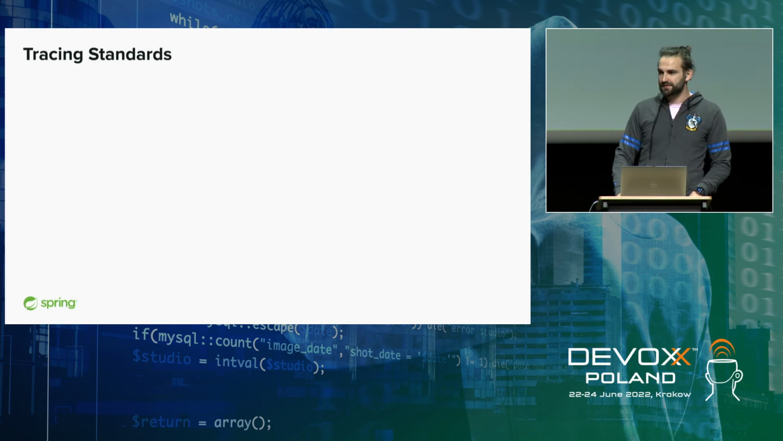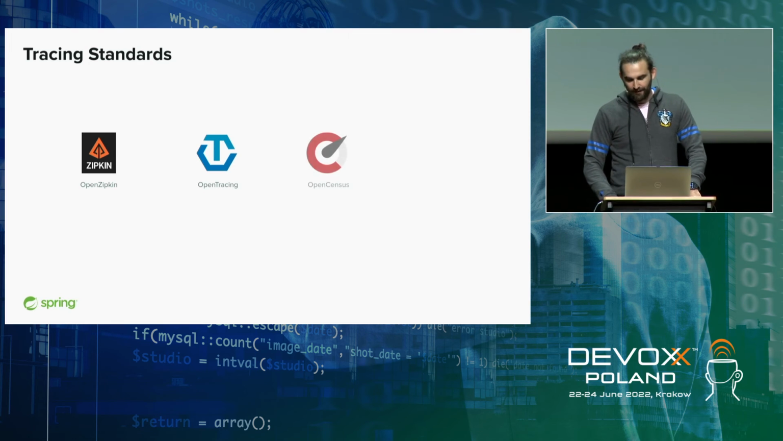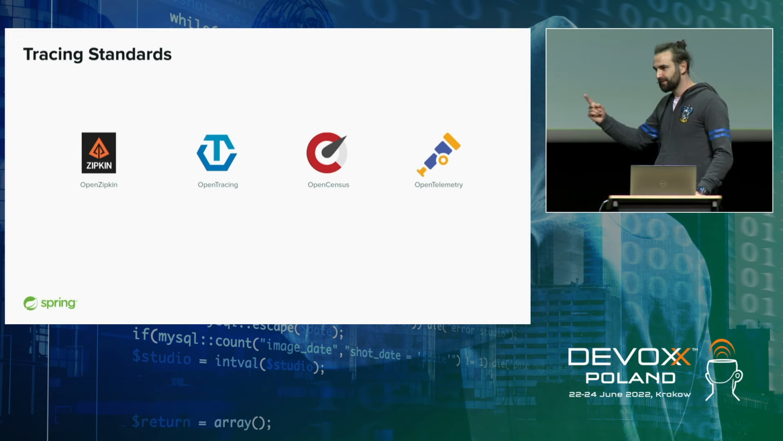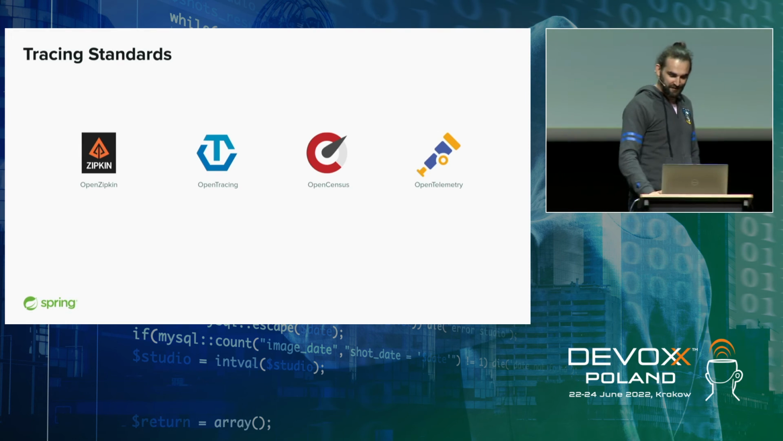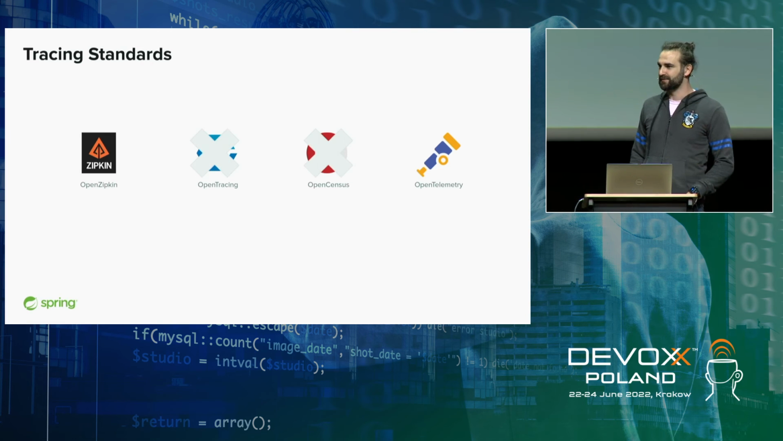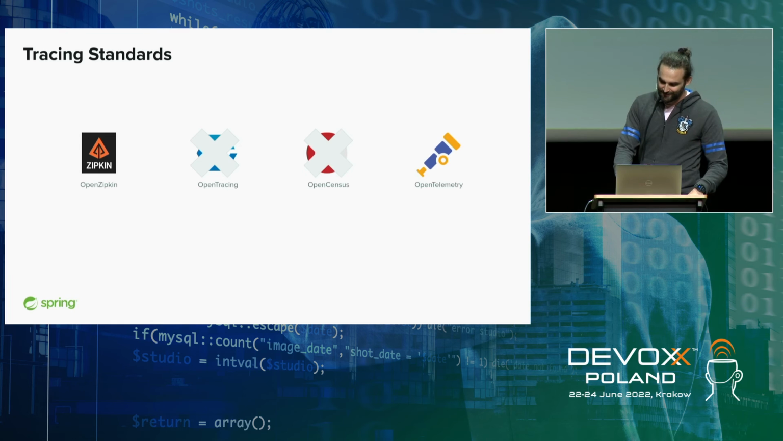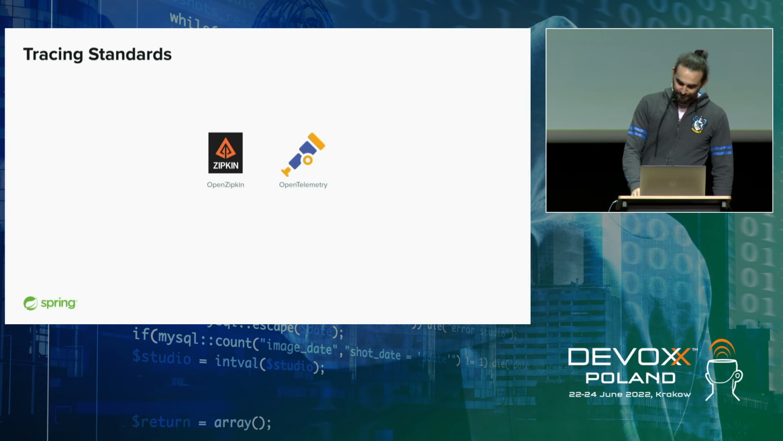So there are certain tracing standards. We have OpenZipkin, OpenTracing, OpenCensus, and OpenTelemetry. So what do they all have in common? They are open, which is a lie, dear friends, because OpenTracing and OpenCensus are closed. They're gone. Nobody uses them. They're deprecated. Goodbye. So we have OpenZipkin and OpenTelemetry, and let's talk about them.